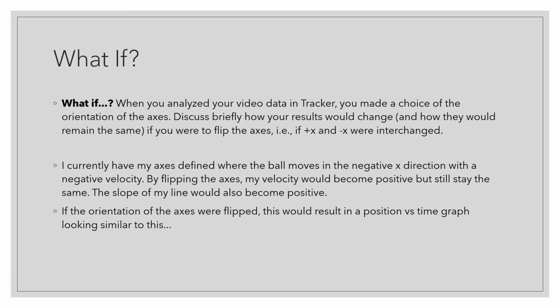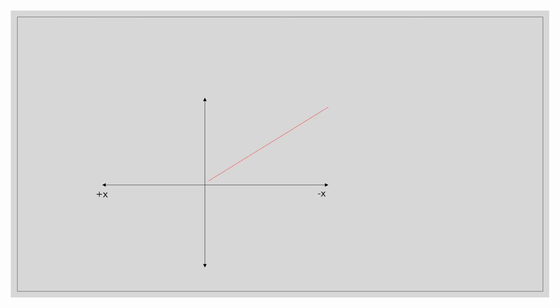I currently have my axes defined where the ball moves in the negative x direction with a negative velocity. By flipping the axes, my velocity would become positive, but still stay the same. The slope of my line would also become positive. If the orientation of the axes were flipped, this would result in a position versus time graph looking similar to this right here, where the positive x direction is to the left and the negative x is to the right. This results in a positive slope.